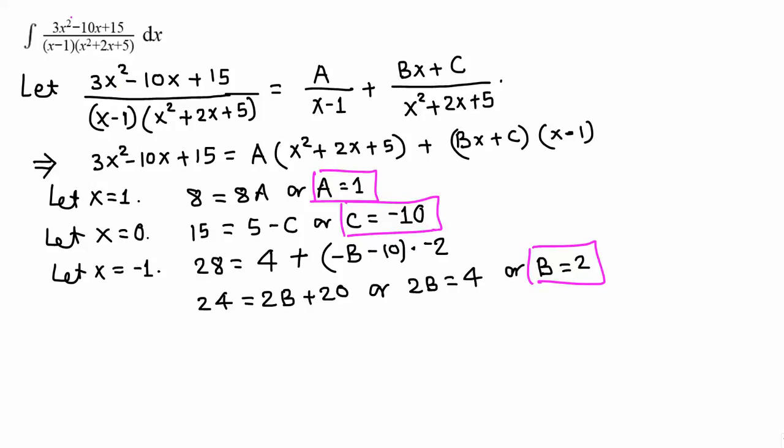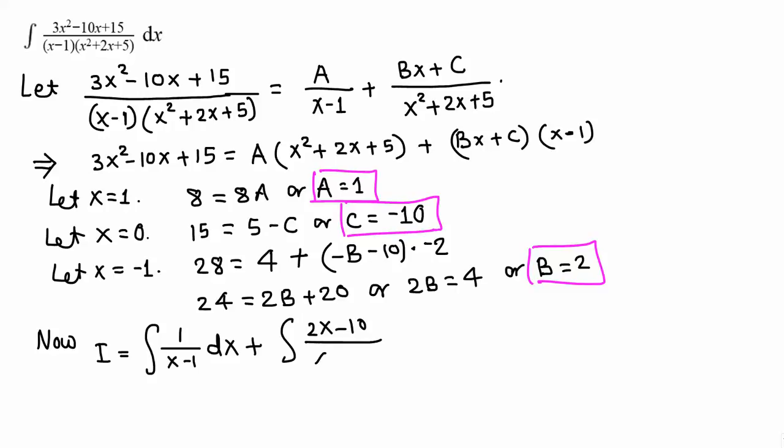So the antiderivative of this fraction is the antiderivative of this plus this. So let me write that down here. Now the integral is A over x − 1, A is 1, so 1 over x − 1, plus the second fraction, (Bx + C), B is 2x plus C is negative 10, so (2x − 10) over x² + 2x + 5 dx.